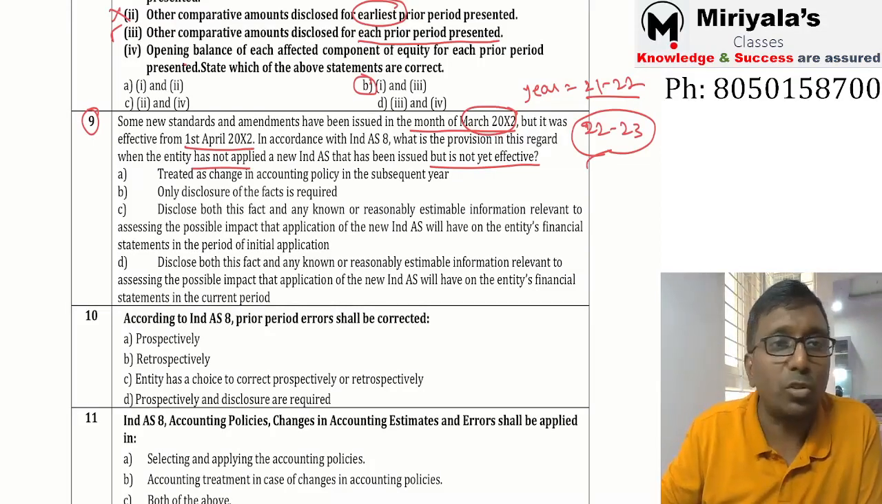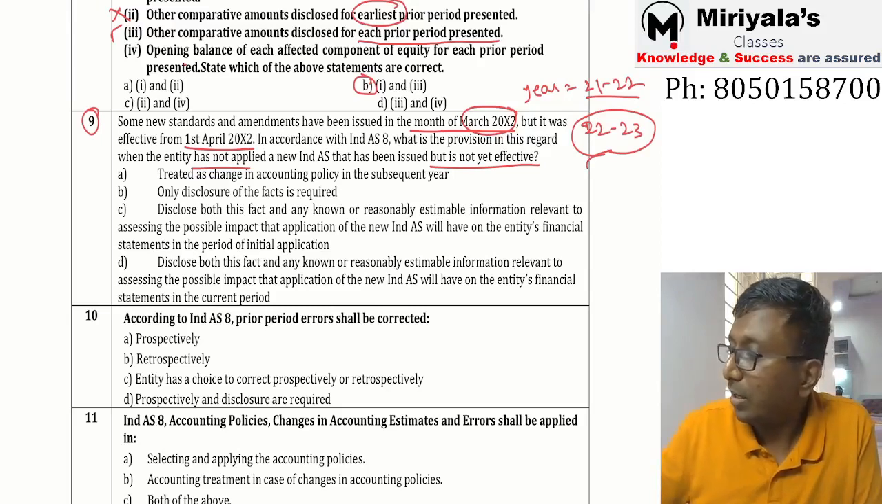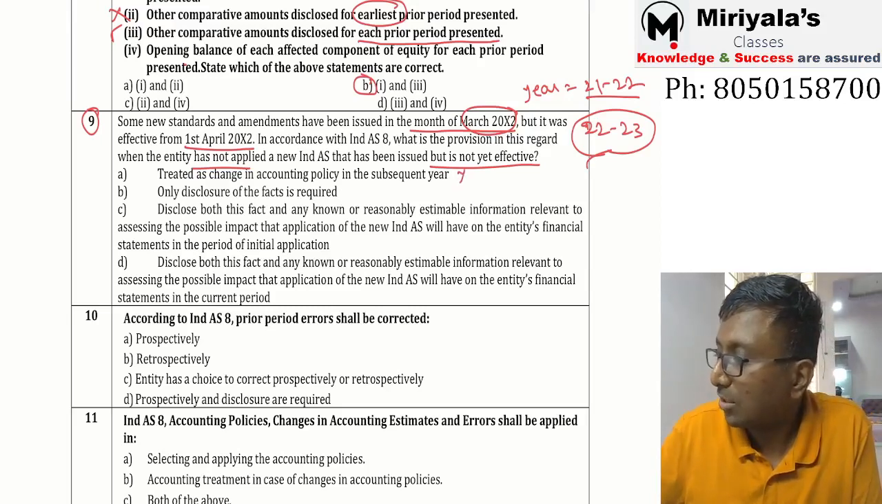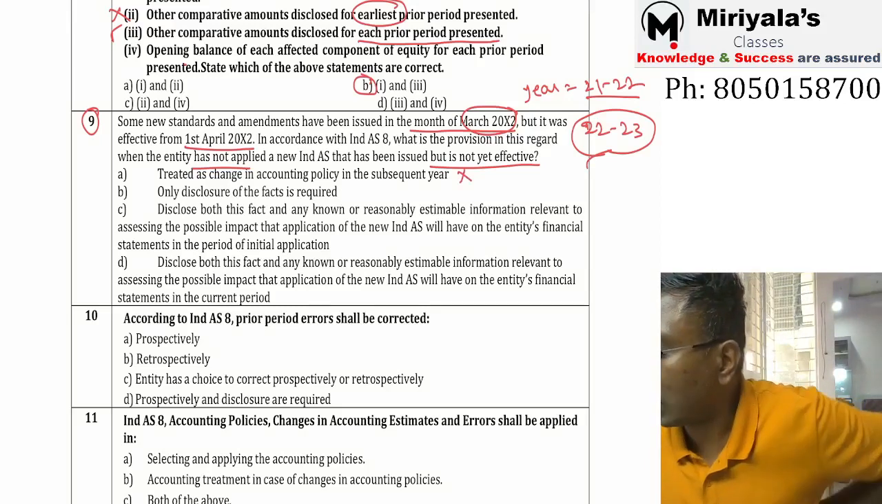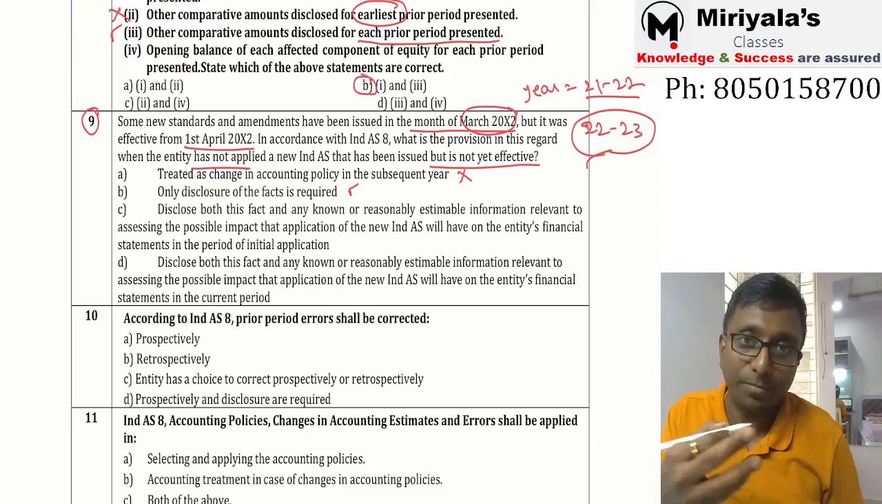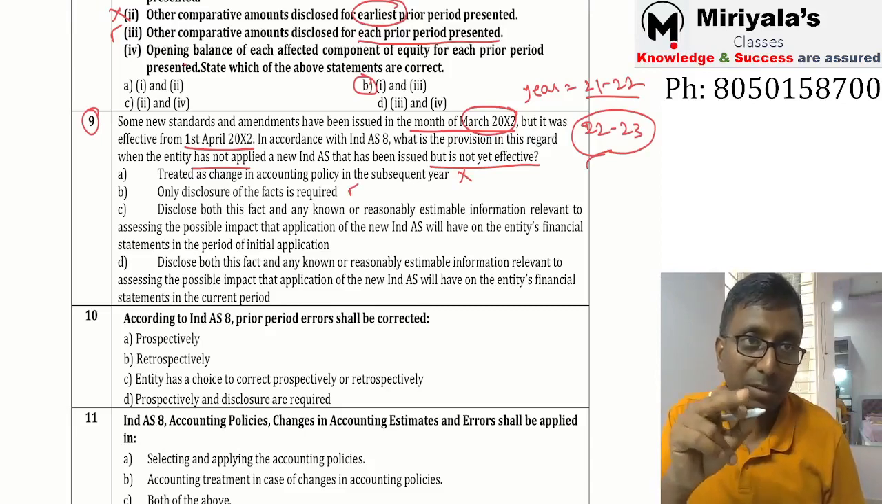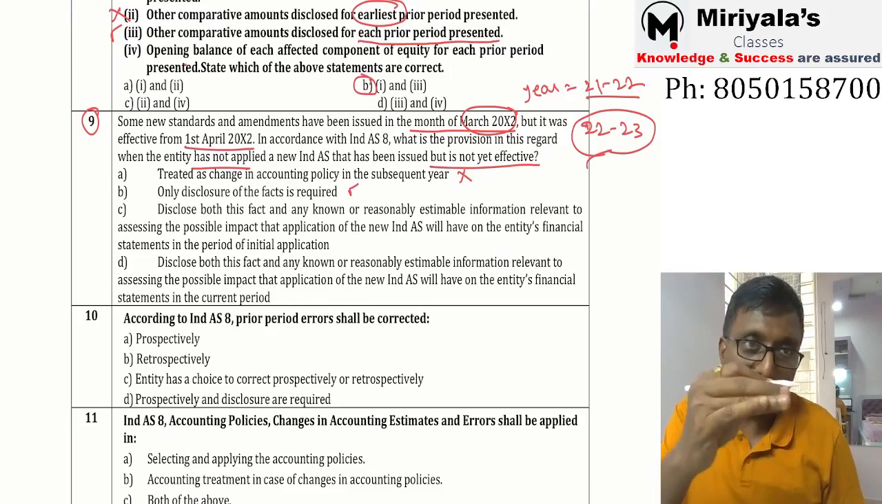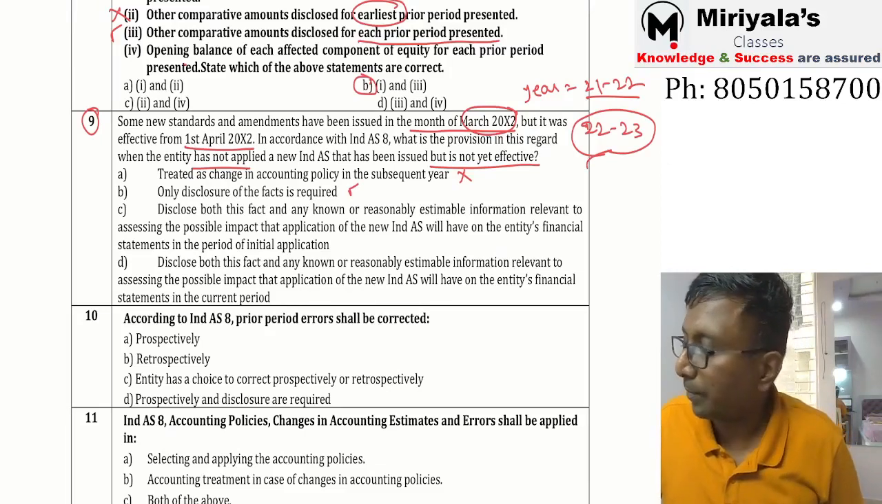Then what are you supposed to disclose? Look at this. "Treated as a change in accounting policy." Sorry, it is not a change in accounting policy. "Only disclosure of the fact is required." Yes, disclosure is required, but what exactly? Just hold on, I'm keeping B alive, but I need to read C and D, then only I'll come back.